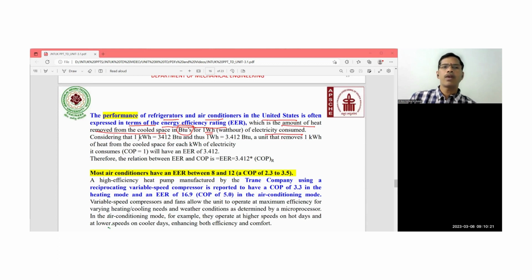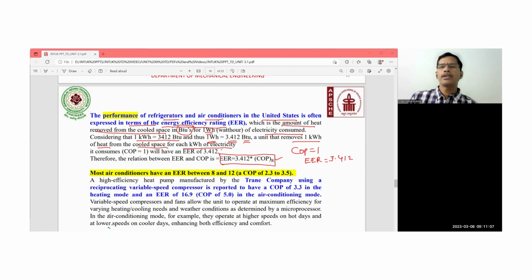Considering that 1 kilowatt hour is equal to 3412 British thermal units, 1 watt hour is equal to 3.412 British thermal units. A unit that removes 1 kilowatt hour of heat from the cold space for each kilowatt hour of electricity consumed has a COP equal to 1. So when COP is equal to 1, the energy efficiency ratio is equal to 3.412. That means the energy efficiency ratio is equal to 3.4 times the coefficient of performance of a refrigerator.